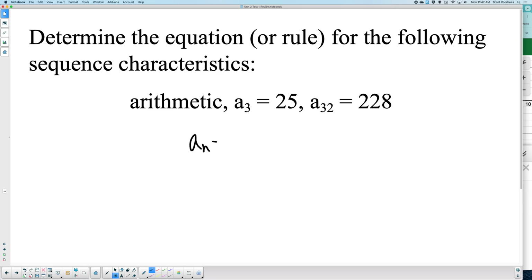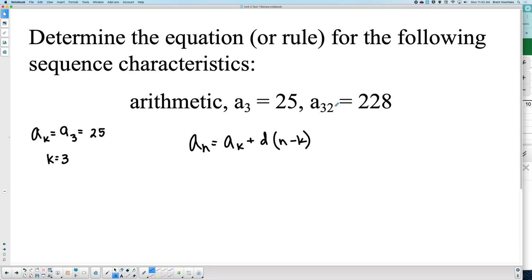AN, AK, D times, there you go. Okay, that's your formula. What we're going to do here to solve this, I'm going to start by saying AK is A3, and what is A3? Now if I do that, that means K is what value? 3, good.